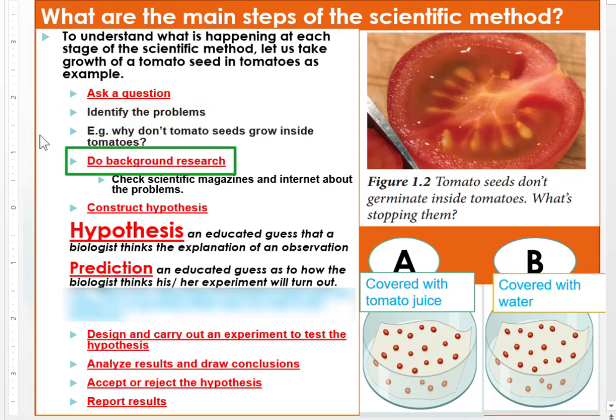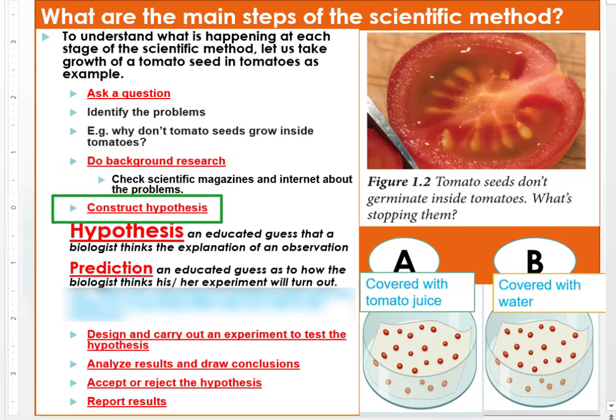The second step is do background research. Before we start trying to do the whole investigation ourselves, we should first check scientific magazines and the internet to see if anyone else has looked into the problem or into a similar problem before us. Based on our background research, we find out that there are substances in plants that control growth or germination, what we call growth regulators.